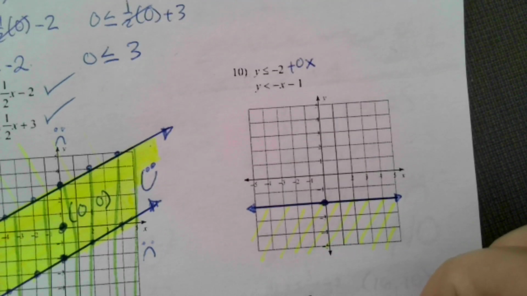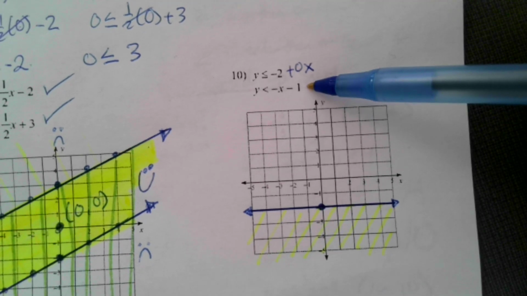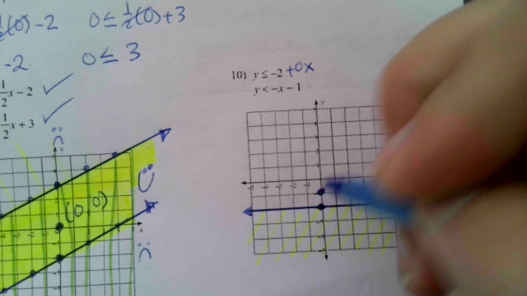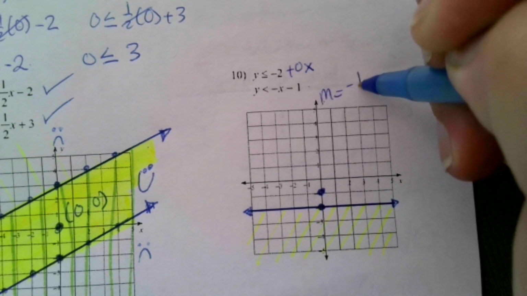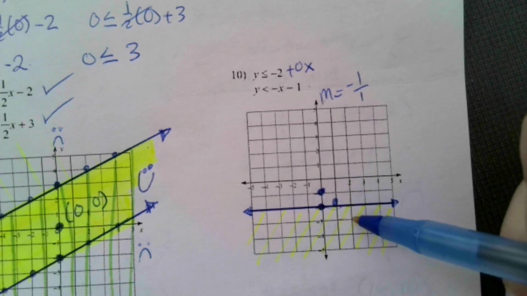You with me? Okay. What's my y-intercept on this equation? -1. What's my slope? -1/1, yeah. So go down 1, right 1.